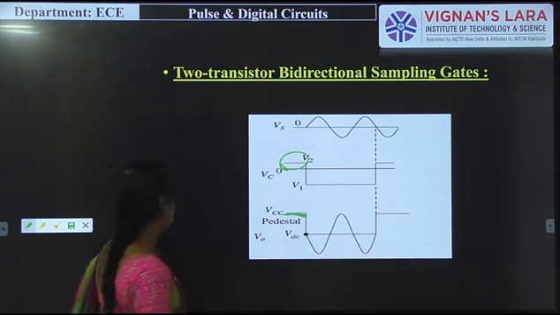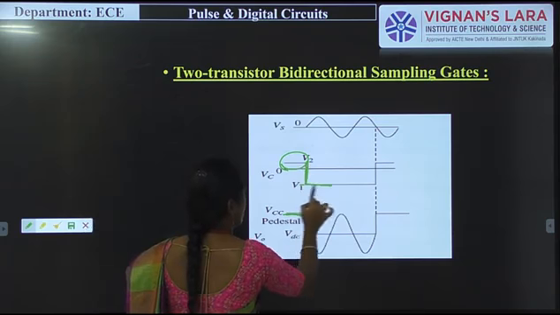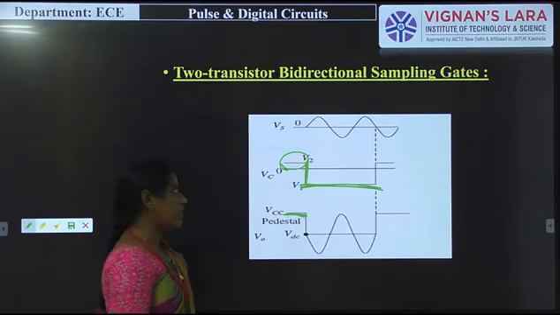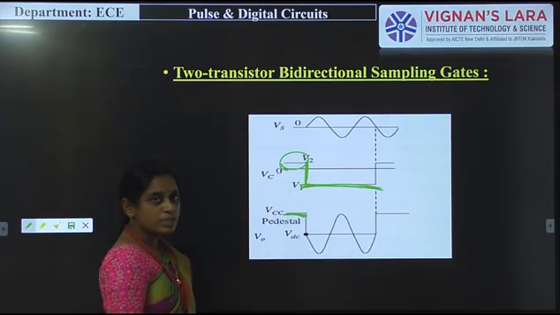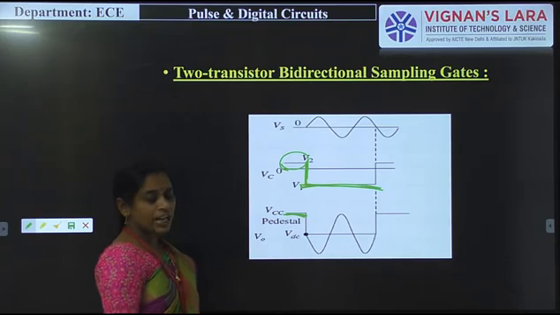At the next stage, the control signal is at the V1 level. Whatever input signal we give will be produced at the output side with a phase shift. That is very, very important. At this time, the transistor Q2 acts as an amplifier.